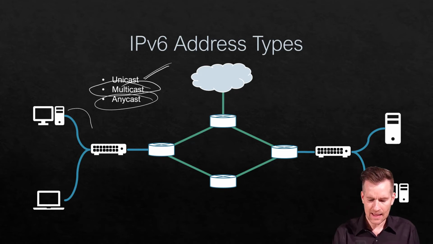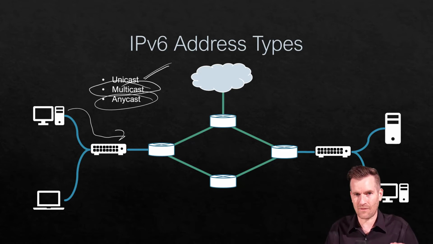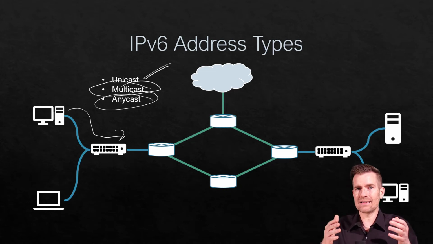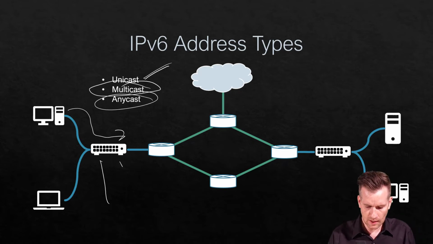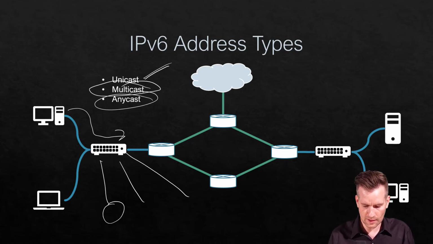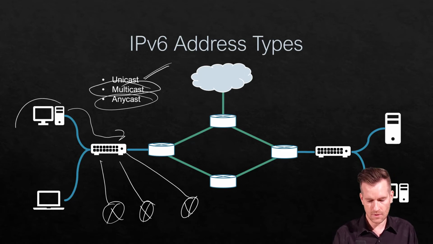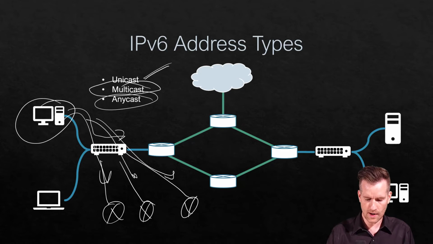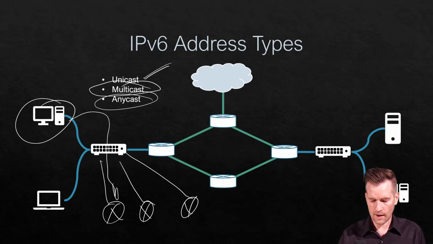And anycast is where there are many devices that can help or facilitate or respond to this device, but it is only going to go to one of those devices. So perhaps there are multiple servers or, let's say, routers on this network here. And it could respond to this machine right here, where a multicast may go out and hit every single one of those routers. With anycast, the switch is only going to forward this on to one of those devices.